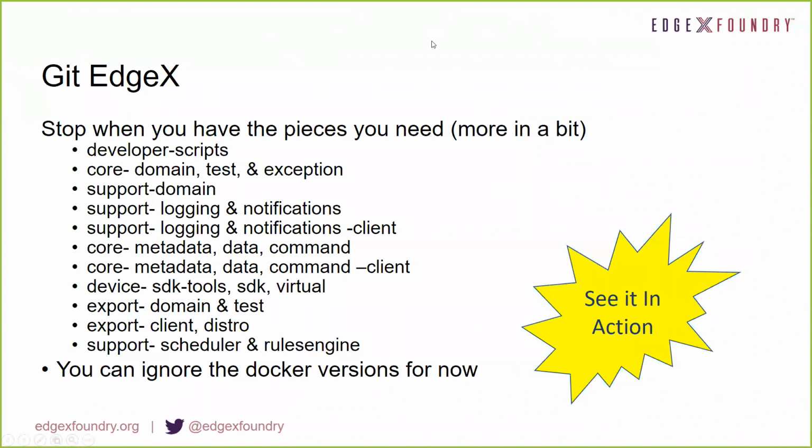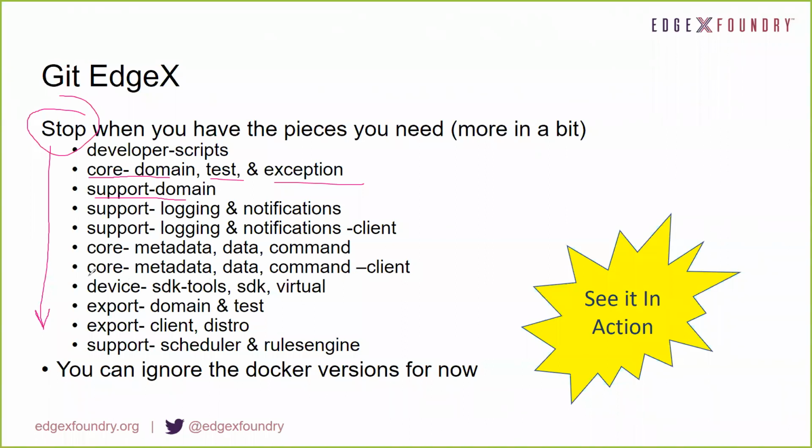For example, let me get my drawing tool back up here. The core domain, core test, and core exception are all libraries that are used by many of the core services. Support domain is a library used by many of the support microservices. So you want to get these repositories pretty much in this order. Now, one of the things you can do is stop when you've gotten all of the code necessary to get you to the point where you need to work on a particular microservice.